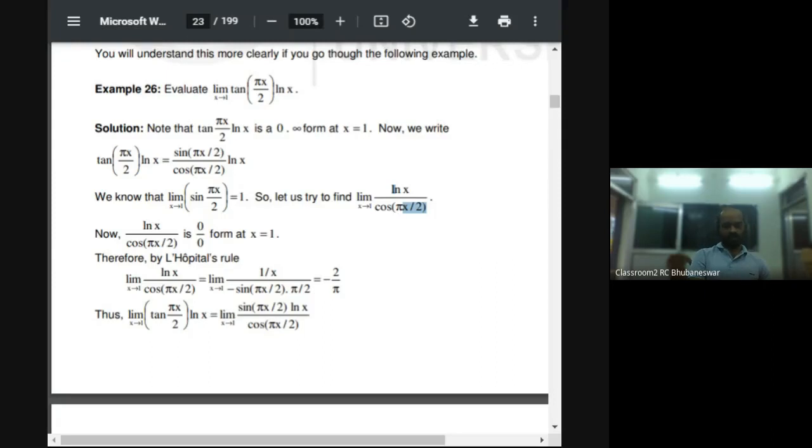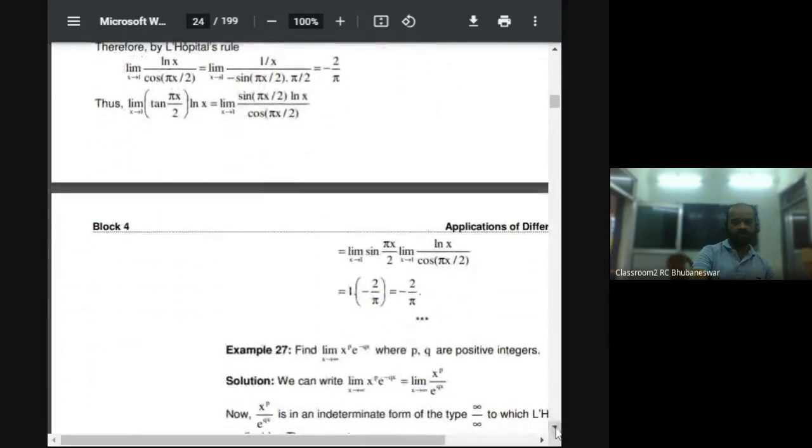That means we are calculating the derivative of the numerator, and the derivative of log x or ln x is 1 by x, and the derivative of cos x is now minus sine pi x by 2, and using the chain rule we can represent it as pi by 2. And again, after calculating the derivative, we assign the limiting value x equal to 1 to get the result, and the result is minus 2 by pi. So finally, we can now combine the results of both the limiting values to get the final answer.